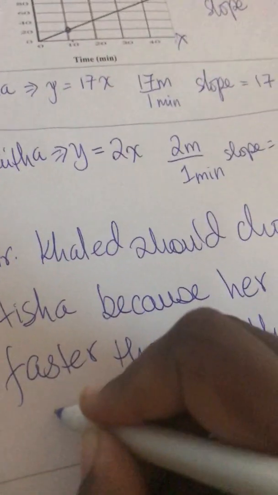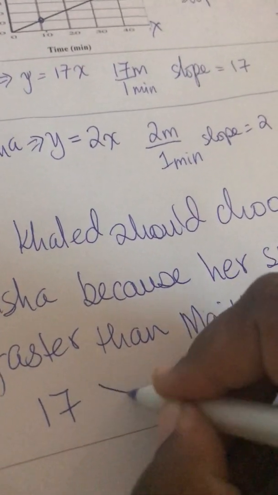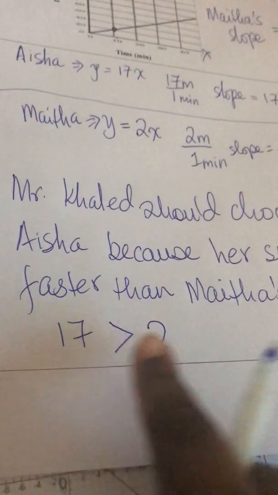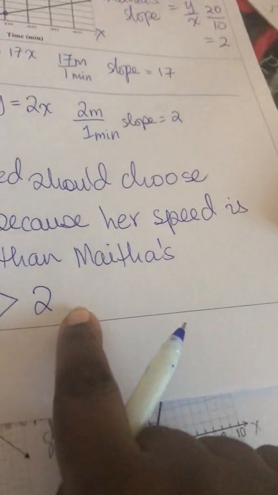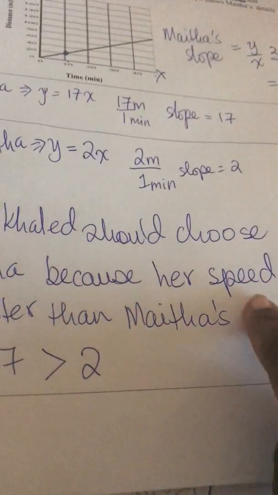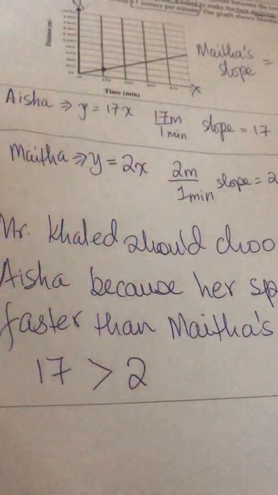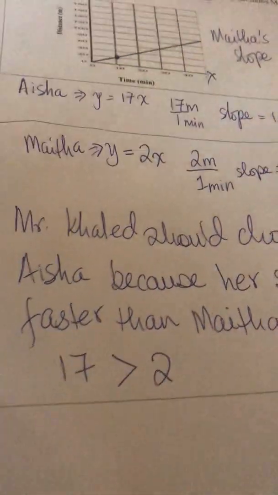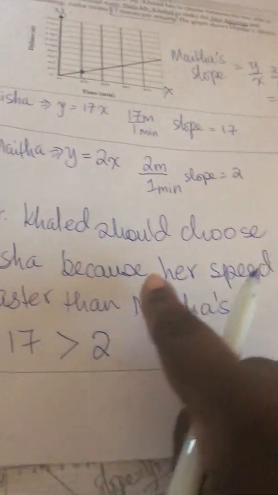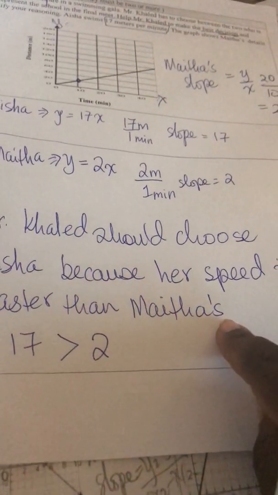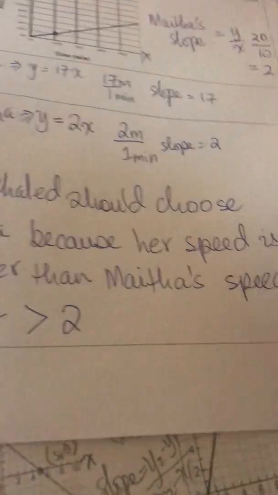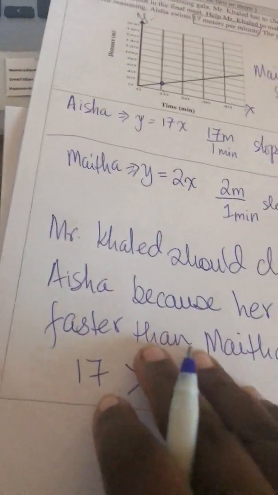Okay? And then you say here 17 is greater than 2. So you're comparing. Okay? Aisha has a faster speed. That means she will finish her race faster. So when you're swimming, you need to swim faster to win the race. Okay? So Aisha, because her speed is faster than Metha's speed. And you finish. There. You have compared.